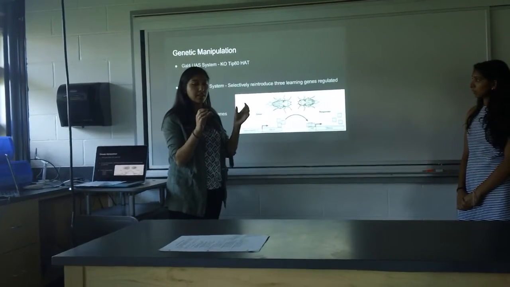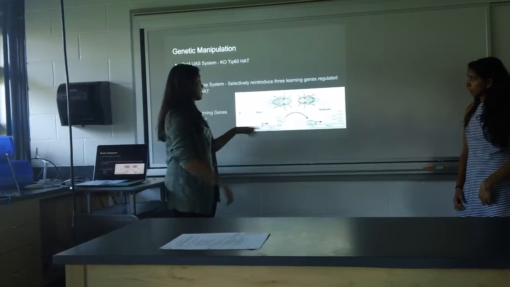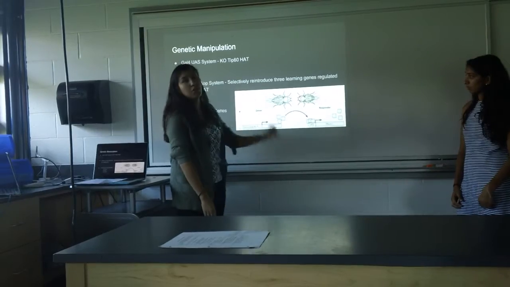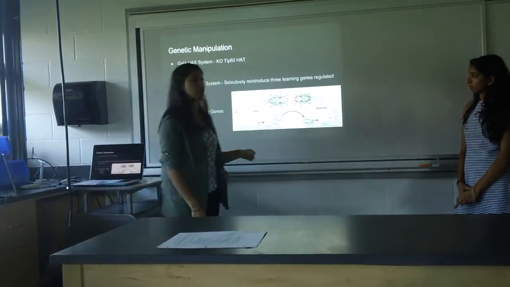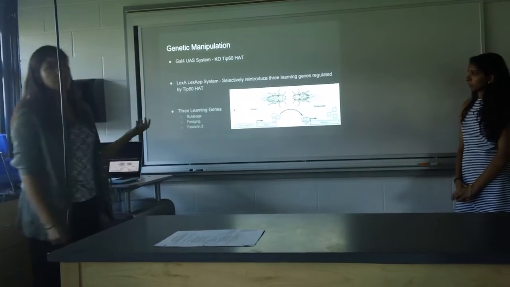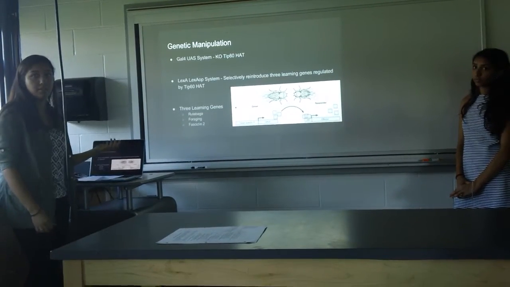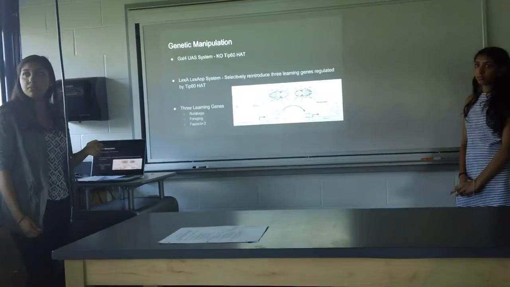But the problem is that the Gal4 and the UAS regions are not exactly in one fly, so we'd have to do a cross of a fly with the Gal4 and then a cross of the fly with the UAS and the protein. So it's going to be a lot of crossing to get the transgenic fly that we want. I'm sorry, why are they not in the same fly?